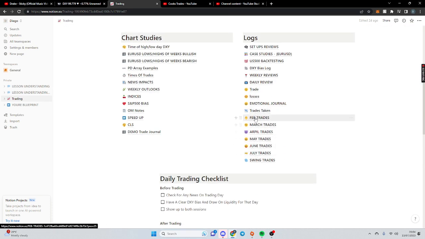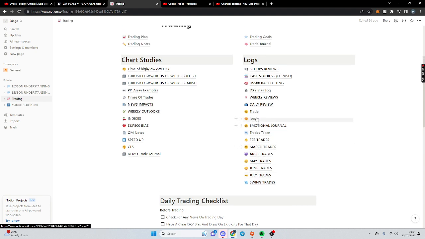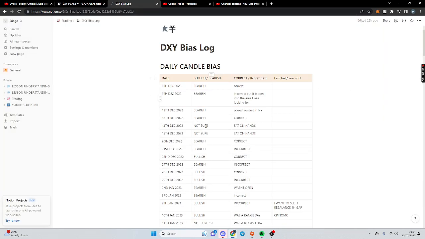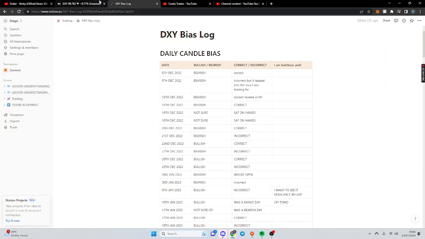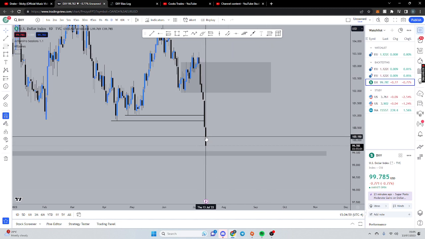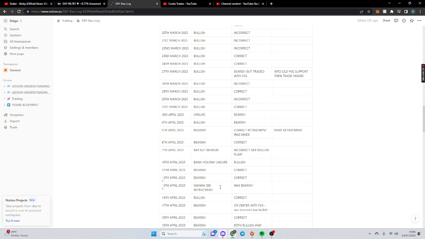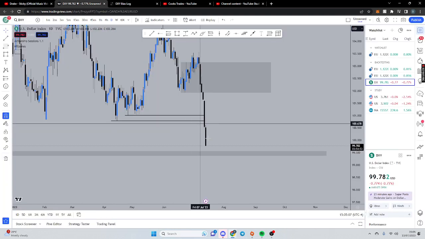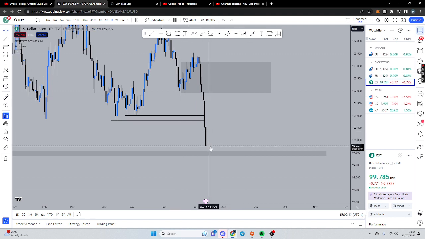And then here is the main part I use, this side. The DXY bias log. I trade using the DXY. Every night I will write what I expect the next day. So for example, let's say Friday I want it to be a bullish day, so I'll write Friday bullish, and then I will say if I was correct or incorrect. That way you're just predicting where you think the next candle is going to print. Is it going to print bullish or bearish?